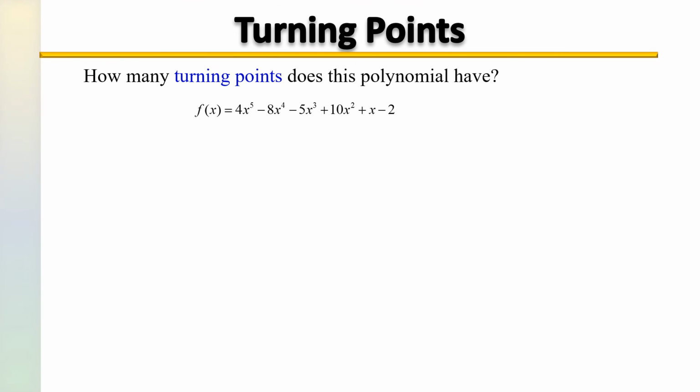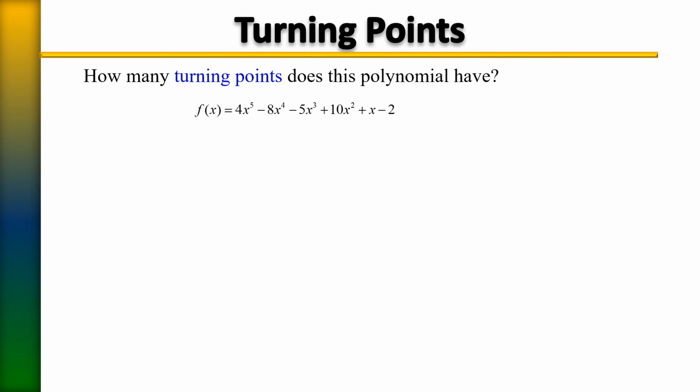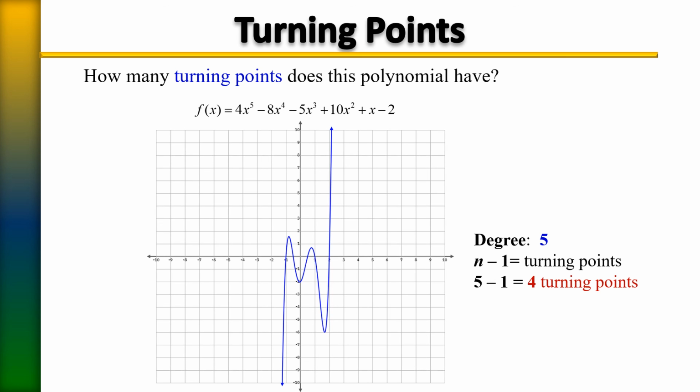Without looking at the graph, how many turning points can you expect this polynomial to have? Well, first of all, you want to look at the degree of the polynomial. So the degree of the polynomial is 5. So if we calculate the turning points with n minus 1, that would be 5 minus 1, which means that we can expect it to have 4 turning points. And here they are. 1, 2, 3, and 4.